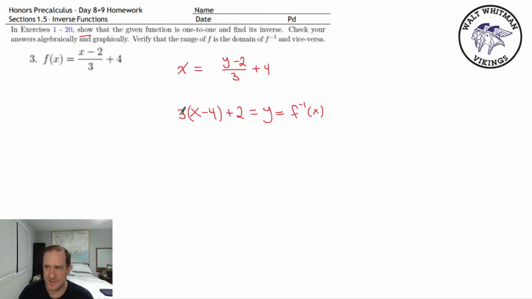And yeah, I'd clean this up. You can distribute the 3 to get 3x minus 12 plus 2 equals y. So that means 3x minus 10 is equal to our inverse function.